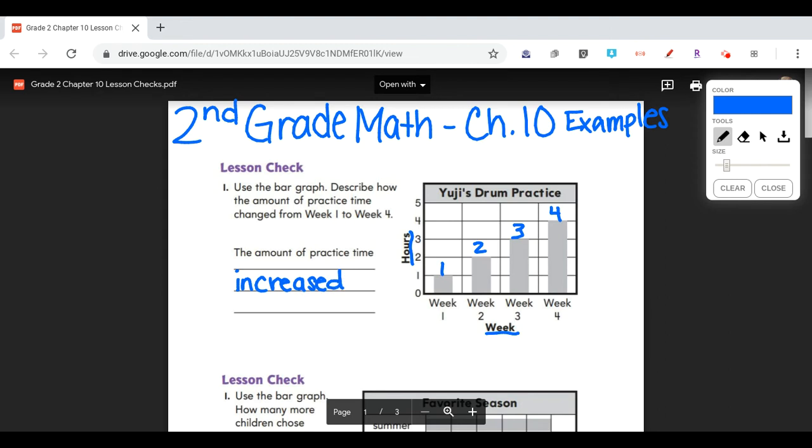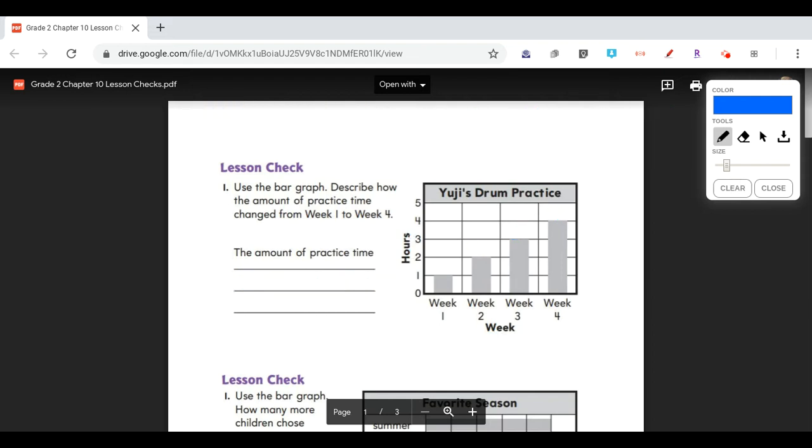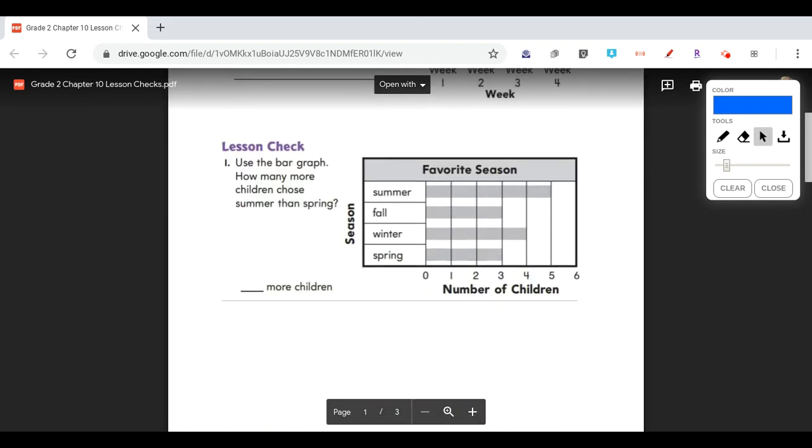An increase means that it went up, and we're going to be a little bit more specific that it increased by 1 hour each week. Okay, so that's a way that we can describe how the time changed based on this bar graph. Okay, so let's look at the next one.